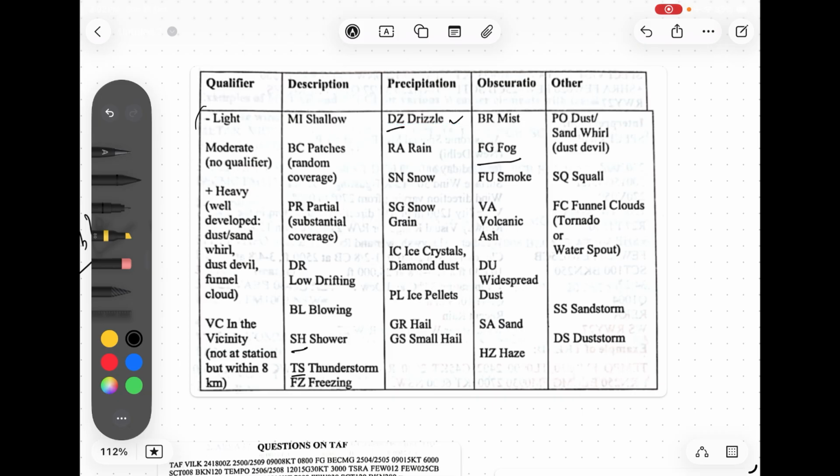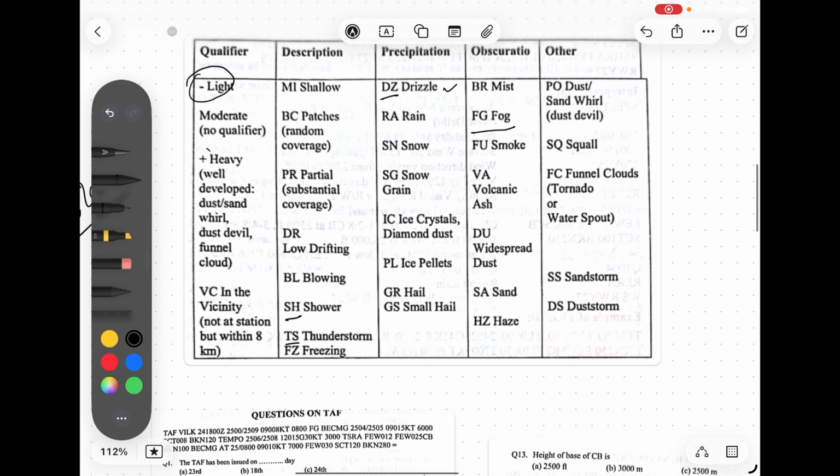If there is a minus written, that means it's light. Moderate has no qualifier, but if there is a plus mentioned, like it was mentioned as plus SH, rain, showers, heavy rain, so that means heavy. So whenever you read it, it is heavy showers, rain. If it is minus SHRA, then you would read it as light shower rain. Okay, so this is how it is represented.